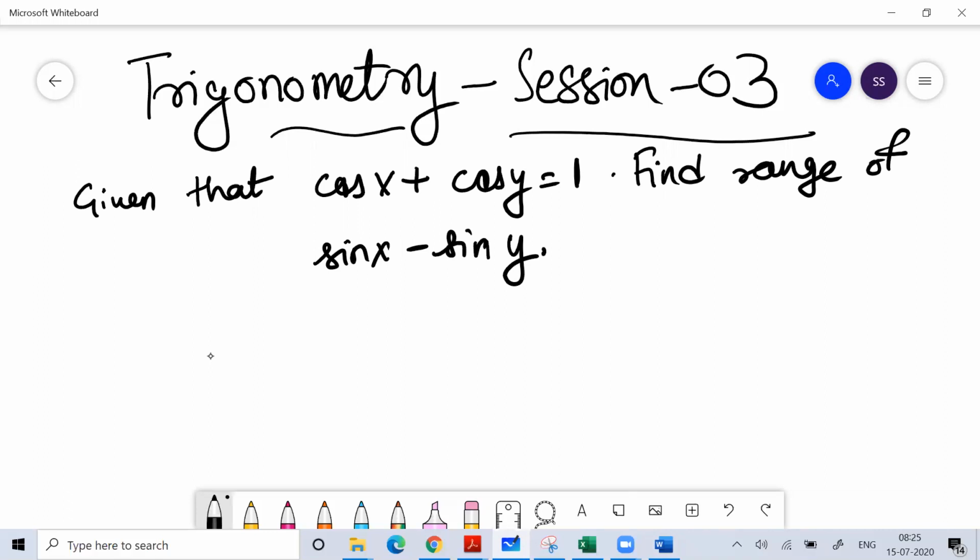This is the problem. It is given that cos x plus cos y is equal to 1. Find the range of sin x minus sin y. Okay, so let's try to solve this question.